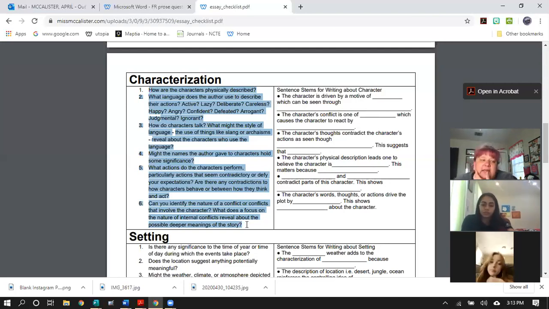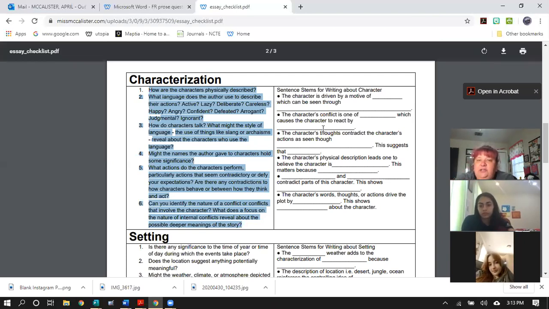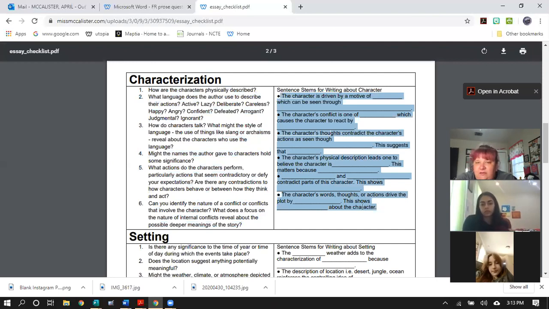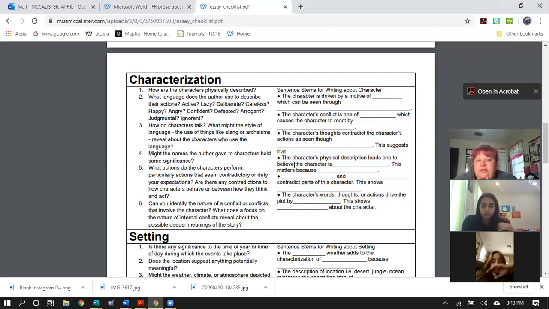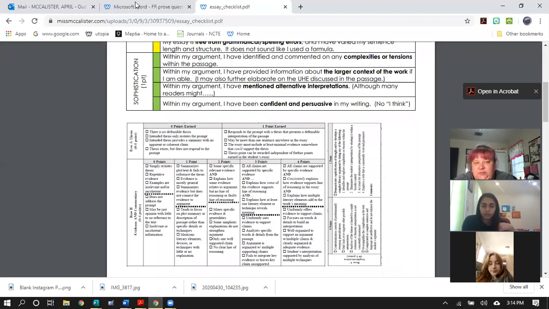Okay. Another thing that they frown upon or don't give you the benefit of the doubt on is they don't want your writing to seem like a formula. Does that make sense? They don't want to see "this shows" in every other sentence. They want you to vary your sentence structure, and this kind of does that. So if you're talking about character, it gives you some examples of wording and stuff like that. That might not be something that you need. A lot of y'all are pretty good writers and you can just go. But if you need a place to start, this is what we talked about yesterday.